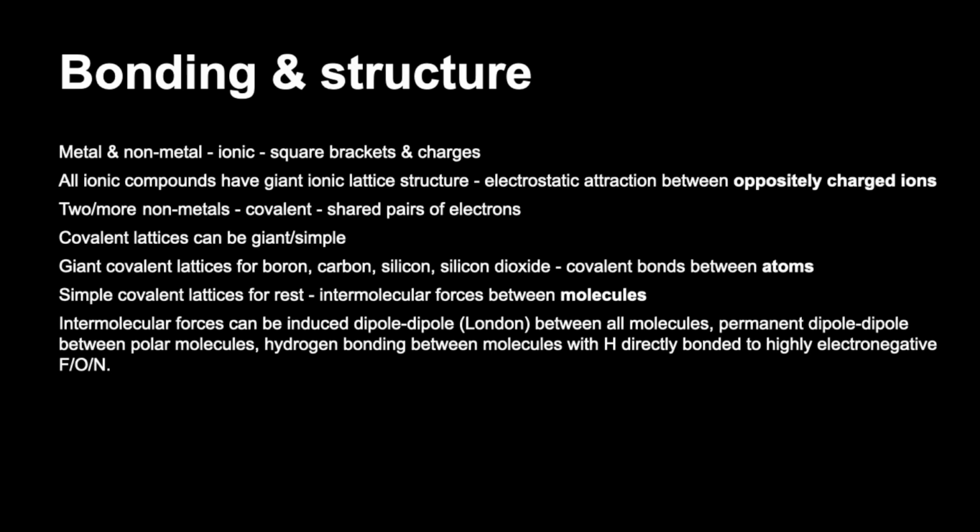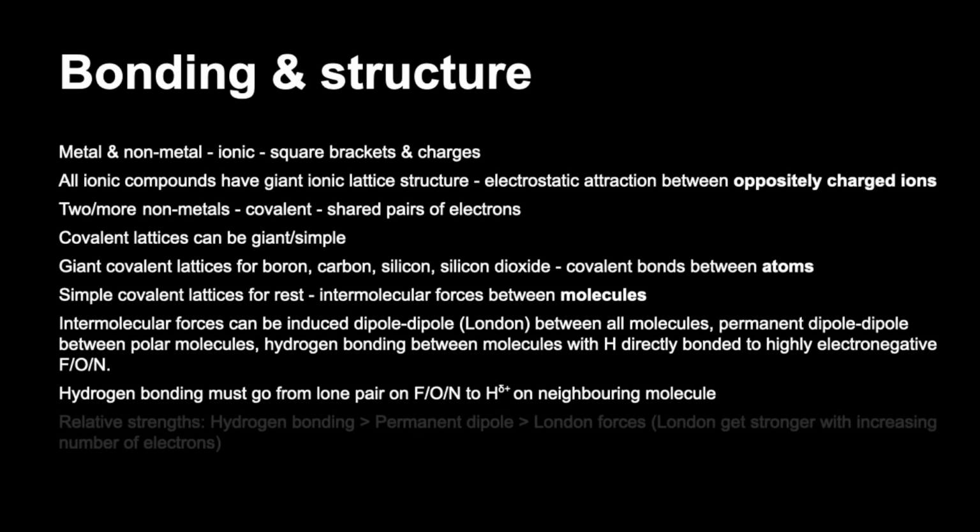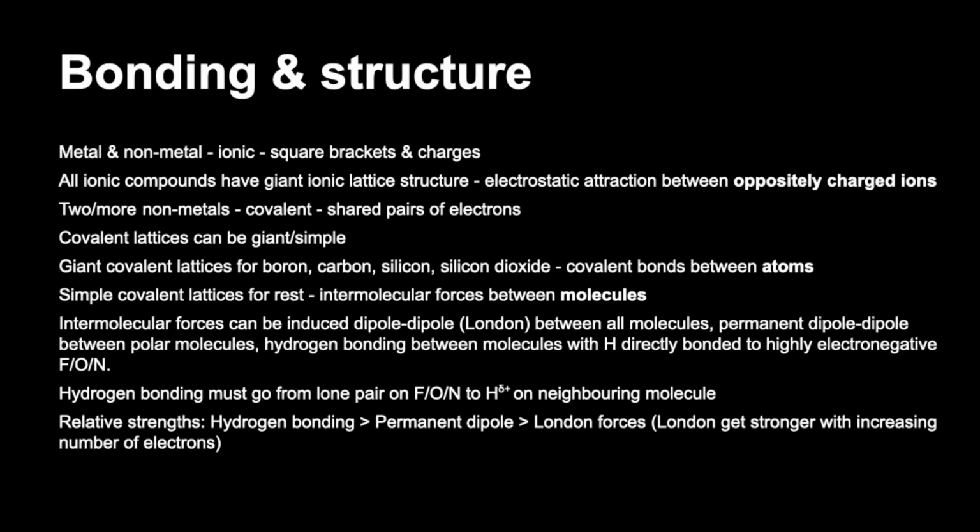So to have hydrogen bonds you must have an H directly bonded to an F, an O or an N. Very common thing we get asked to do is to draw hydrogen bonding. So when you're doing that, it must go from a lone pair on an F, O or N to the H delta plus on the neighbouring molecule. We need to be aware of the relative strengths of these intermolecular forces. So typically hydrogen bonds are the strongest, then permanent dipole forces, and the weakest are typically London forces.